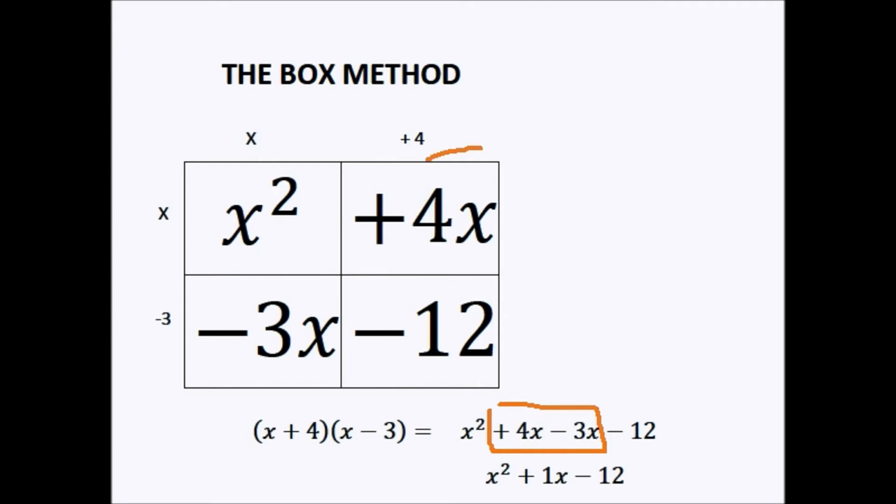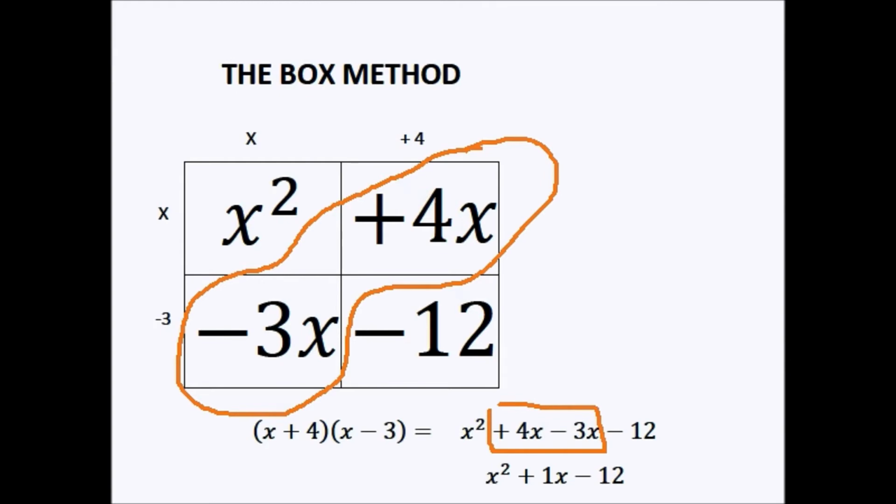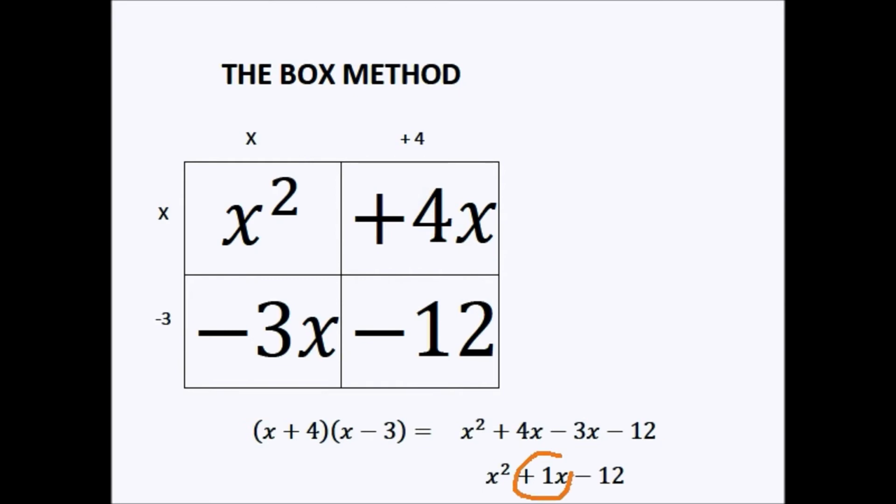Sorry about that. So I'm combining these two terms, and that's 4x minus 3x, and that gives us plus 1x.